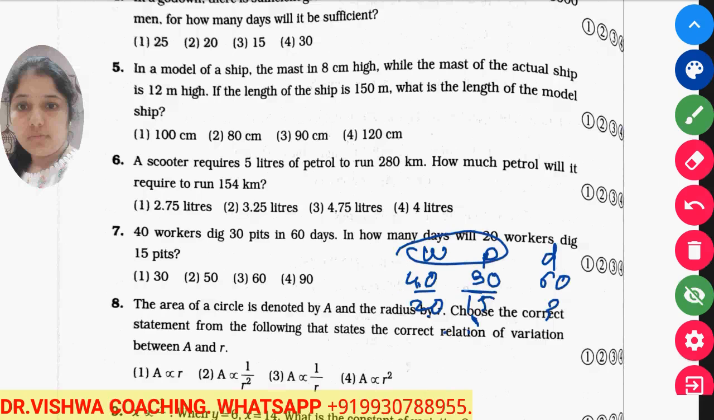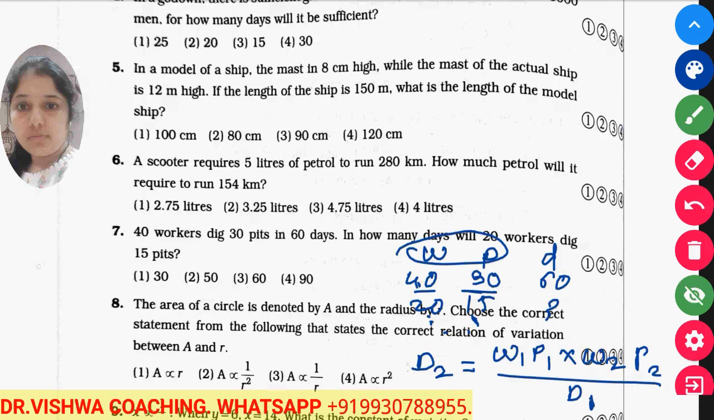But if the number of workers decreases, we have to calculate whether the number of days is increasing or not. So it is inversely proportional, and these two are directly proportional to each other. So how are you going to solve it? So D2 is equal to W1 P1 into W2 P2 upon day 1, day's first quantity.